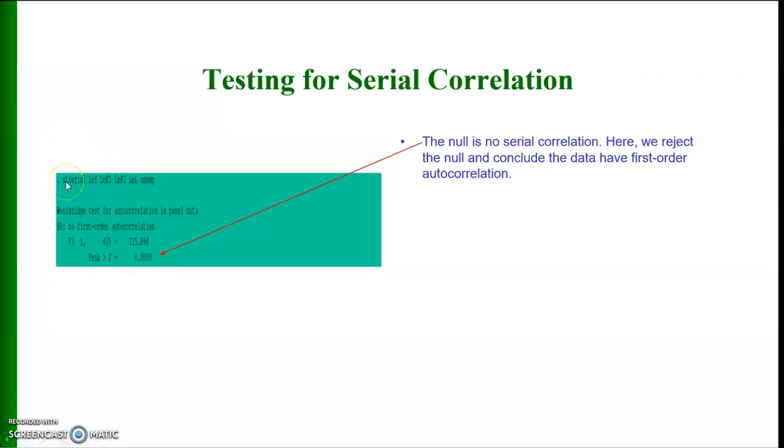After this, we will use the serial correlation test, and the test is run like this. First we write xtserial, and then we write the dependent variable and the independent variables, and then we get this value for our data, and this is also highly significant. So the null hypothesis is that there is no serial correlation, but on the basis of this p-value we reject the null hypothesis, and we can conclude that data have first order autocorrelation.